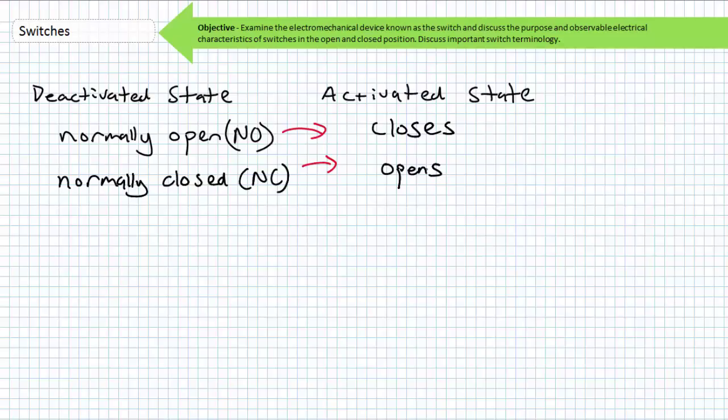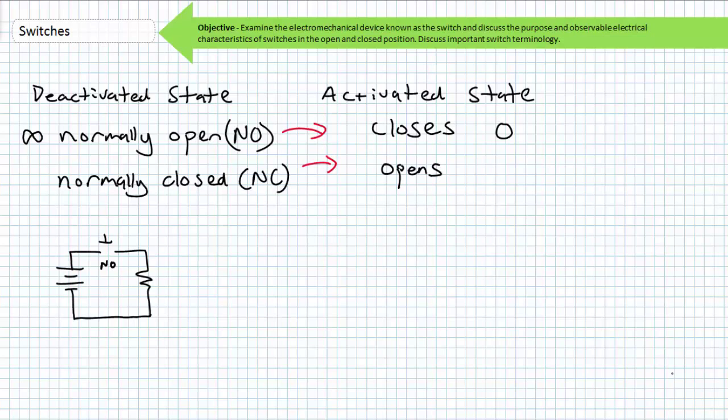Put this understanding to a test. What is the resistance of a normally open, often abbreviated NO, switch when it is deactivated? In its deactivated state, it should ideally present infinite resistance because it's open. What's the resistance of an NO switch when it's activated? In its activated state, it should ideally present 0 ohms of resistance because it's closed.